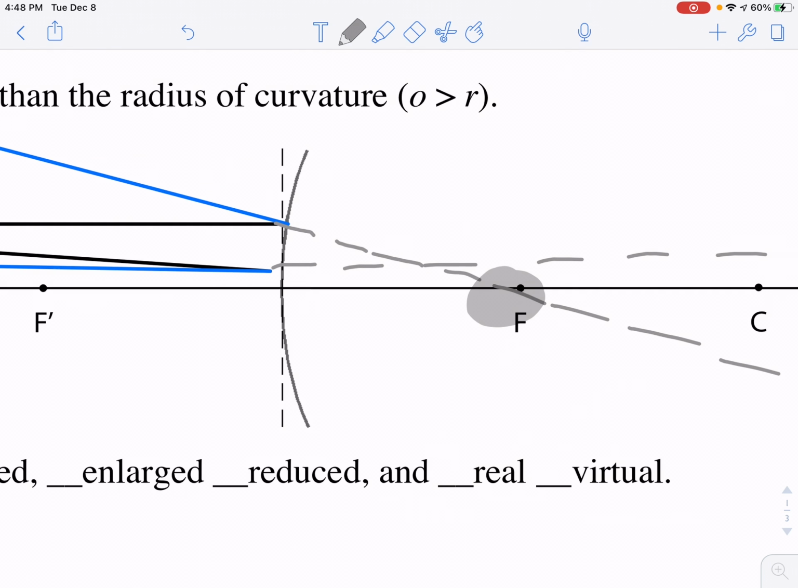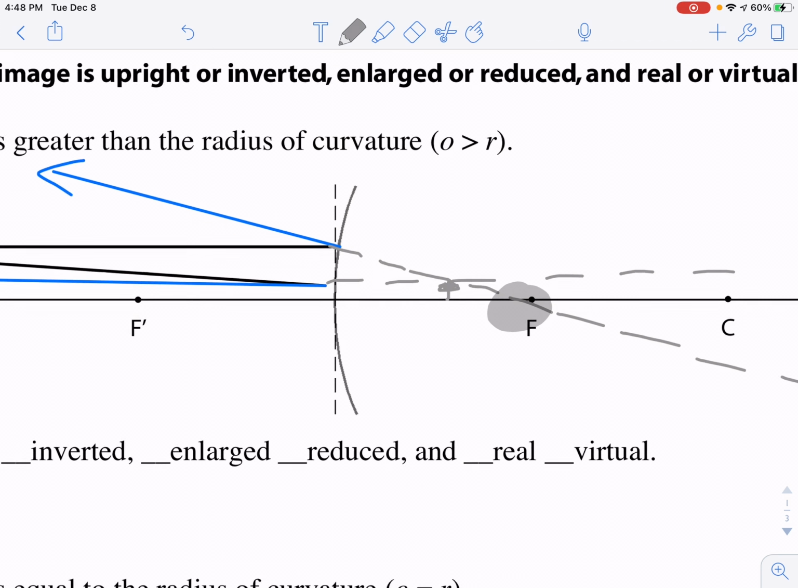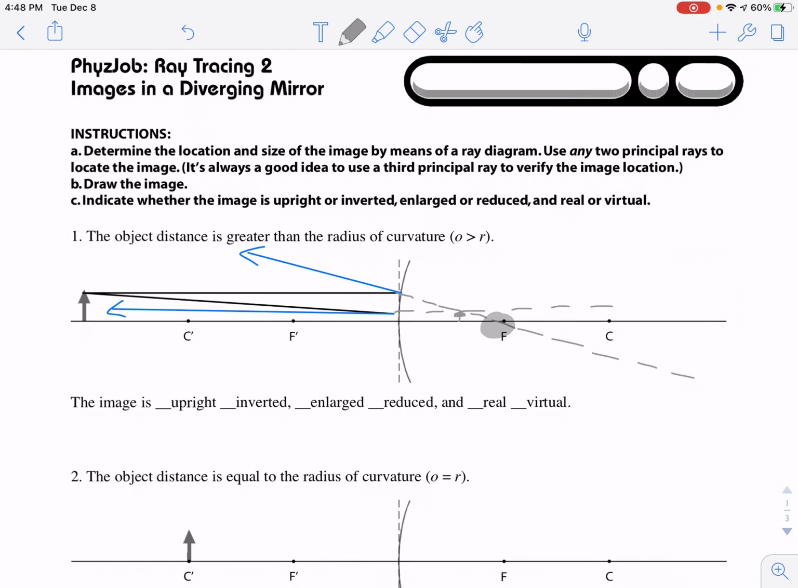And you can see the back rays have intersected right in front of the focal point, producing an image that is upright. We can see it's a right side up arrow. So an upright image. It's reduced. You can see the size of the arrow is smaller than the original object. And it is a virtual image because it is produced behind or inside the mirror.